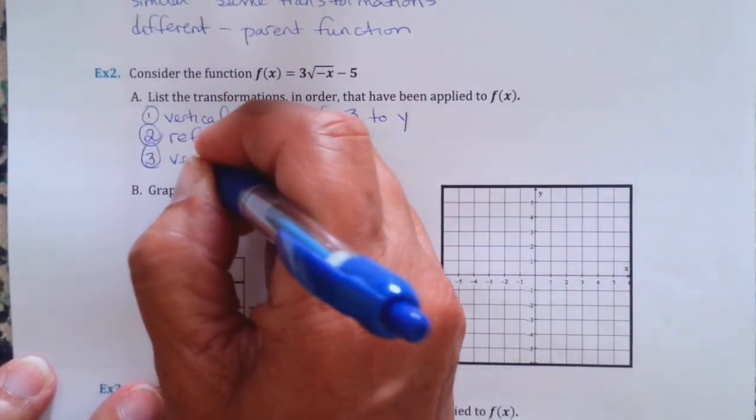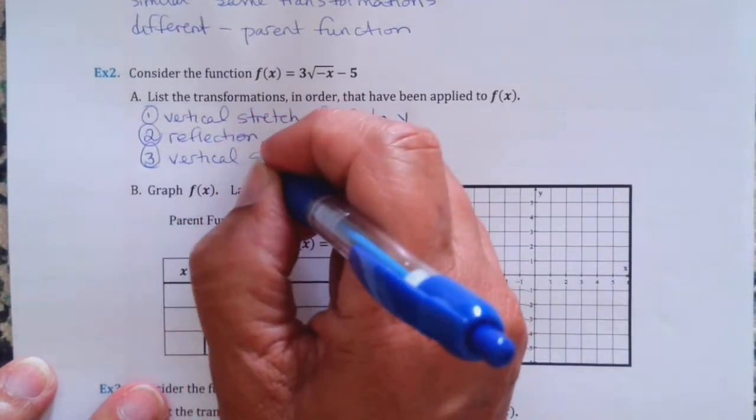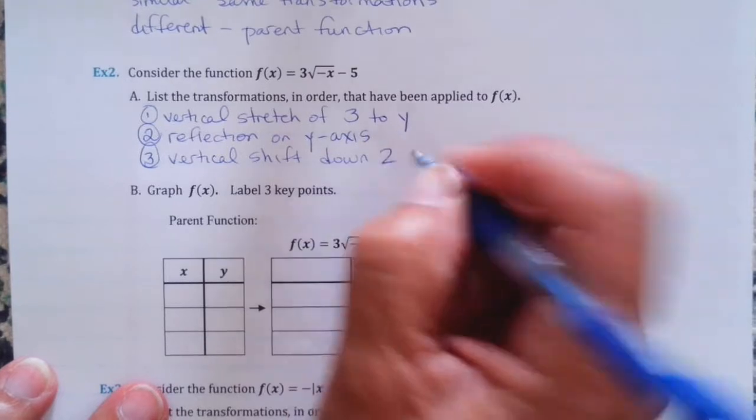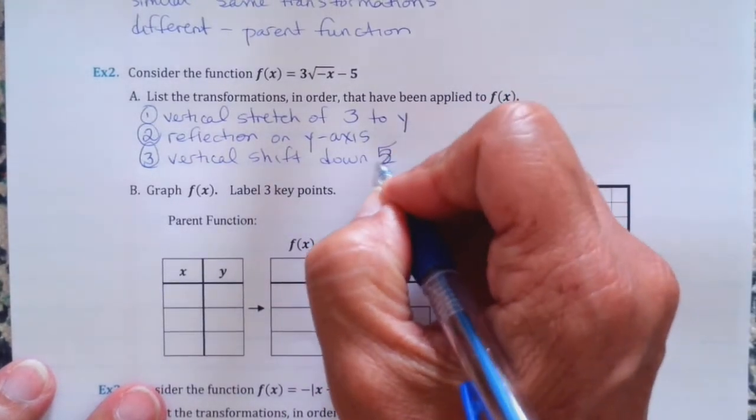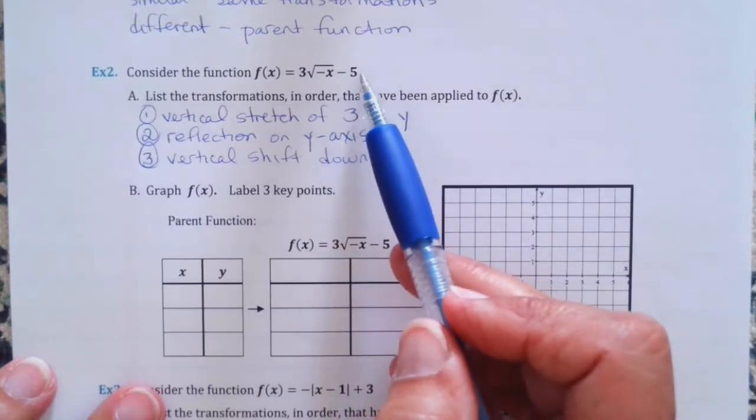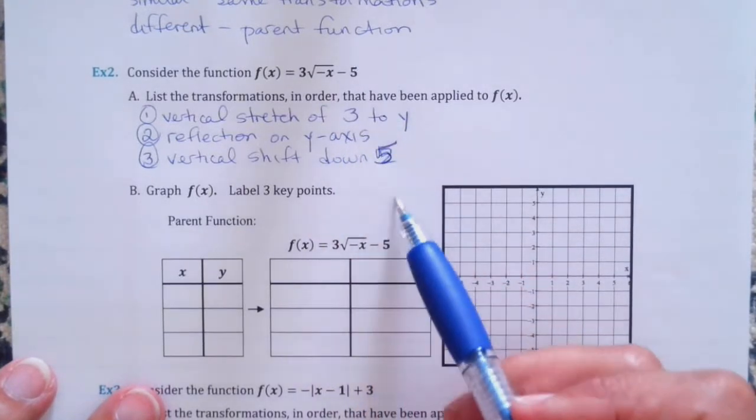So we have a vertical shift down 5. Sorry, where did I get 2 from? Okay. So anything on the outside, we're going to go up or down, exactly what it says, so down 5.